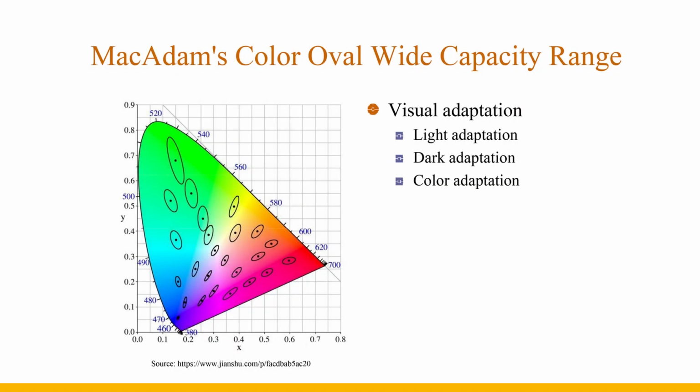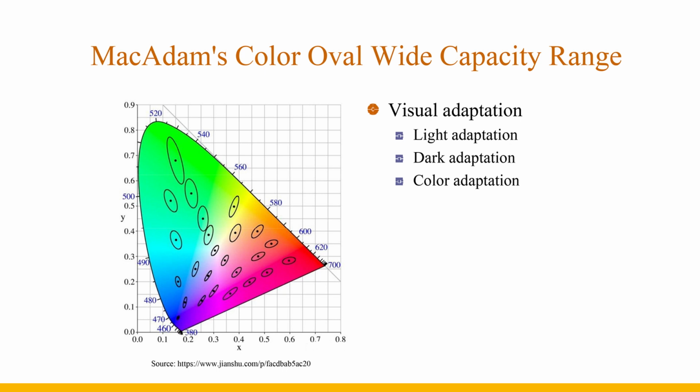Although its point on the CIE 1931 chromaticity diagram represents a certain color, when the position of the chromaticity coordinates changes very little, the human eye will still think it is the same color and cannot feel this change.